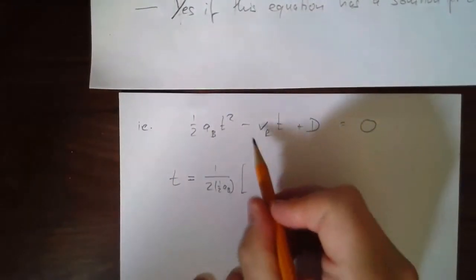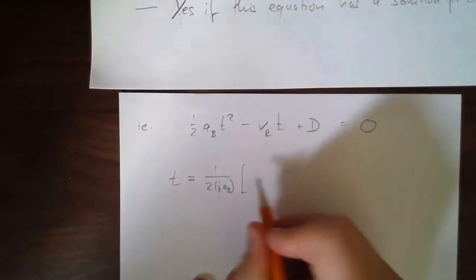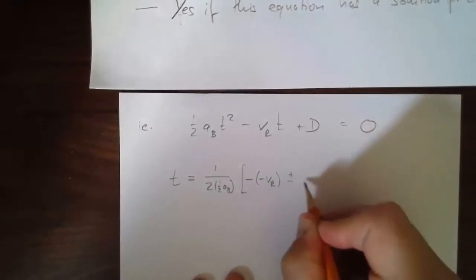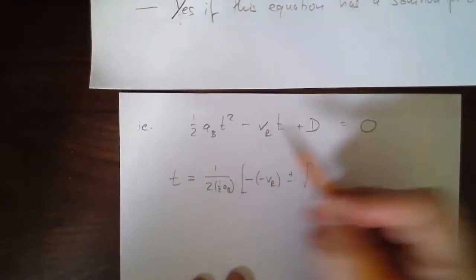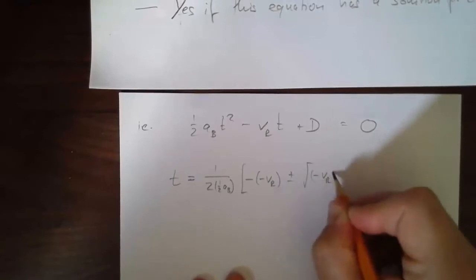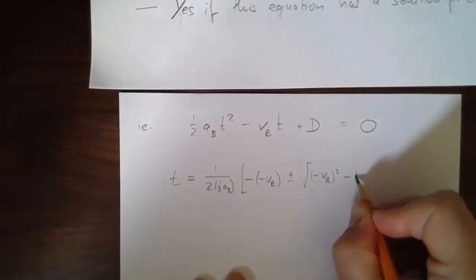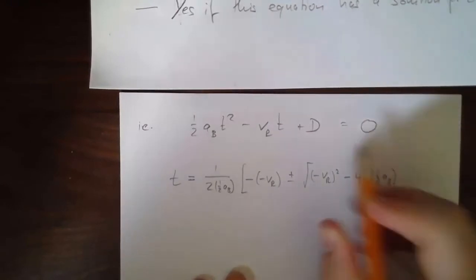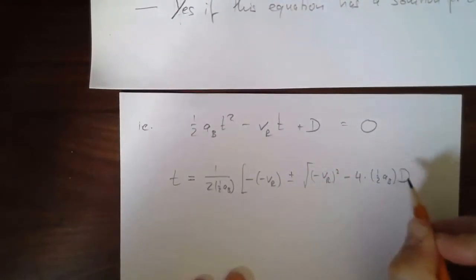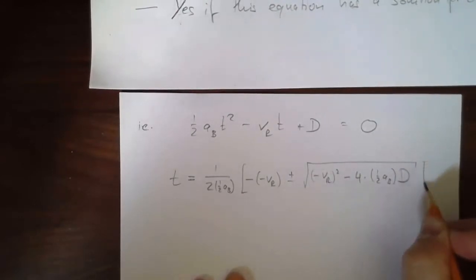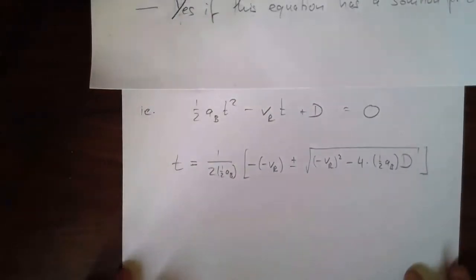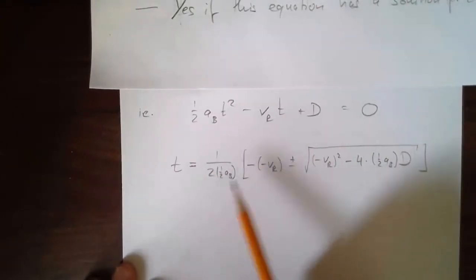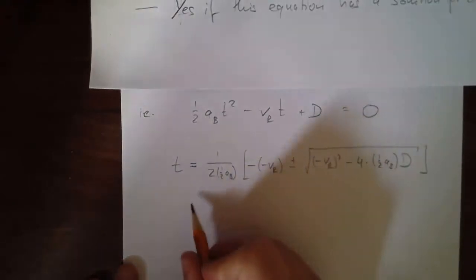Then minus the second coefficient here, so it's minus VR, and plus or minus the square root of this thing squared, minus VR squared, minus 4 times 1/2 AB times the last term d. If this looks funny to you, review your quadratic equation. Okay, so let's simplify this a little bit.